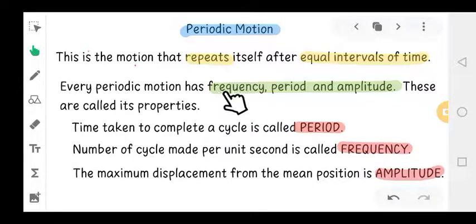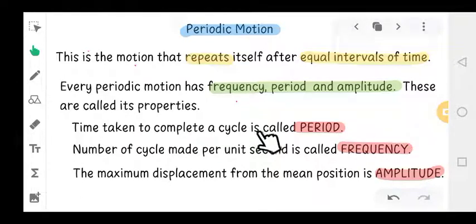Let's say, for example, the earth is revolving around the sun, and every 365 days the earth starts all over again, repeating its motion around the sun. That is periodic motion. Another 365 days, it repeats its motion. That is why it is possible to find the frequency and the period of rotation of the earth. Now, let's look at what we mean by frequency, period, and amplitude.